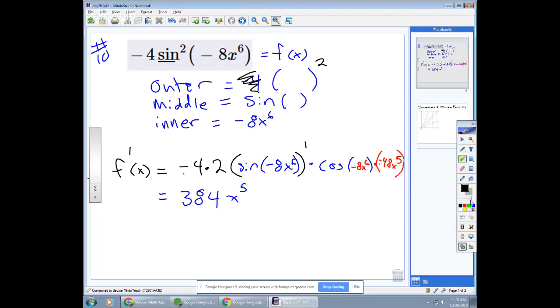So let me just double check here what I've dealt with. I've dealt with that stuff. I've dealt with that stuff. Yeah, so the next part is just careful accounting things. So I'm going to have times the sine of negative 8x to the 6th times the cosine of negative 8x to the 6th.